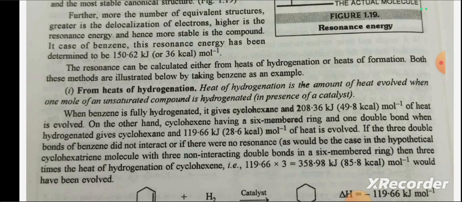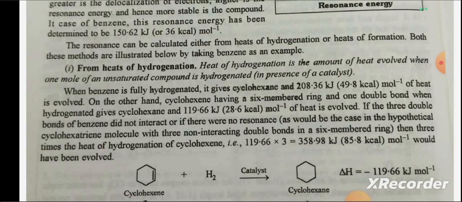From heat of hydrogenation. Heat of hydrogenation is the amount of heat evolved when 1 mole of the unsaturated compound is hydrogenated. When benzene is fully hydrogenated, it gives cyclohexane and 208.636 kilojoule per mole of heat is evolved. On the other hand, cyclohexene, having a six-membered ring and one double bond, when hydrogenated gives cyclohexane and 119.66 kilojoule per mole of heat is evolved.